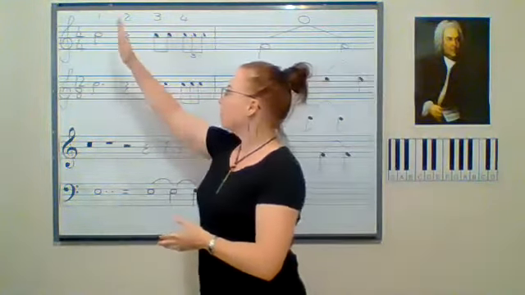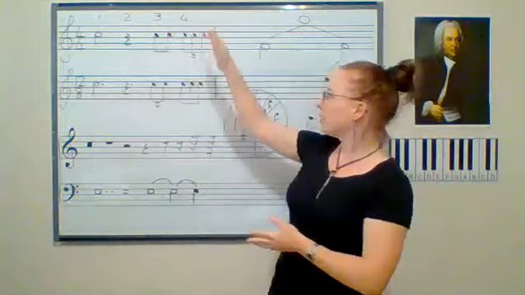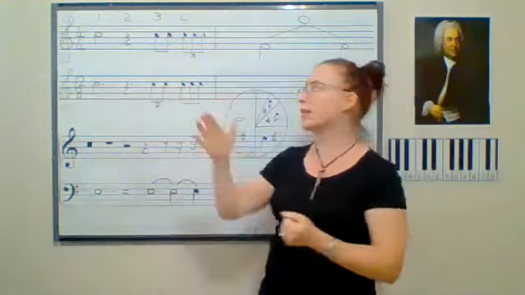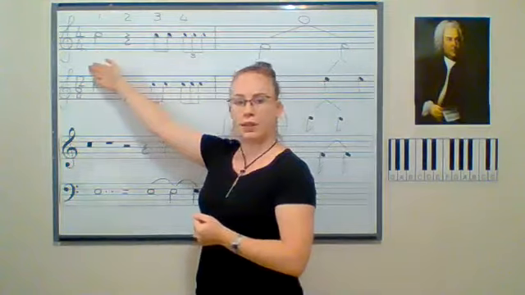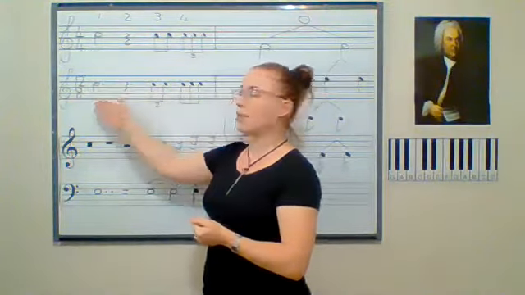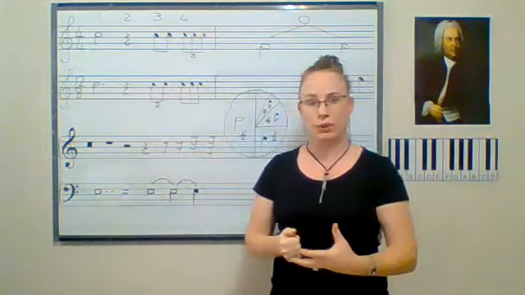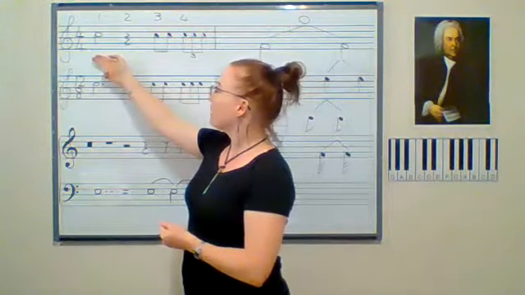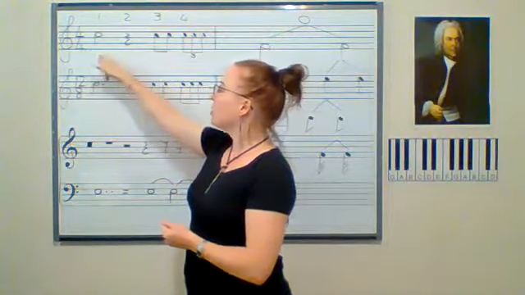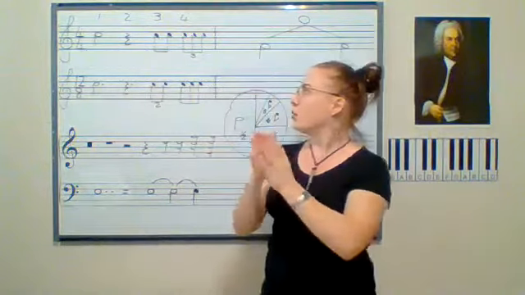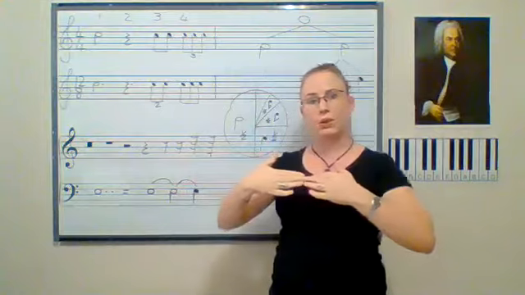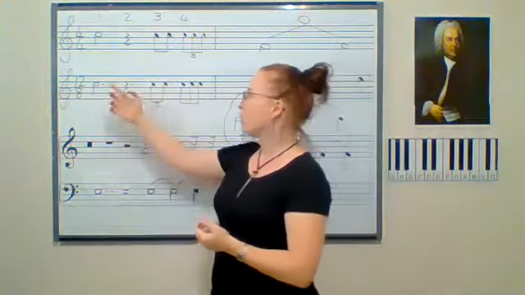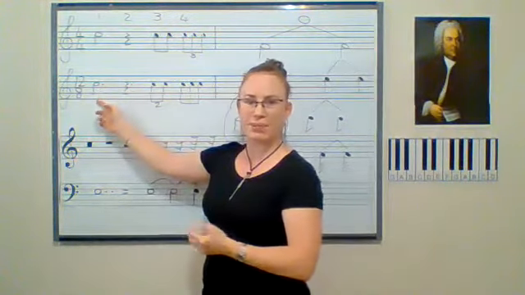Okay, so we have 4 beads. For each of these examples, there are 4 beads in a bar. The difference is here the value of a bead is a crochet, and over here the value of a bead is a dotted crochet. So in this top example, in simple time, our first 2 beads are occupied by 1 note value, a minim.